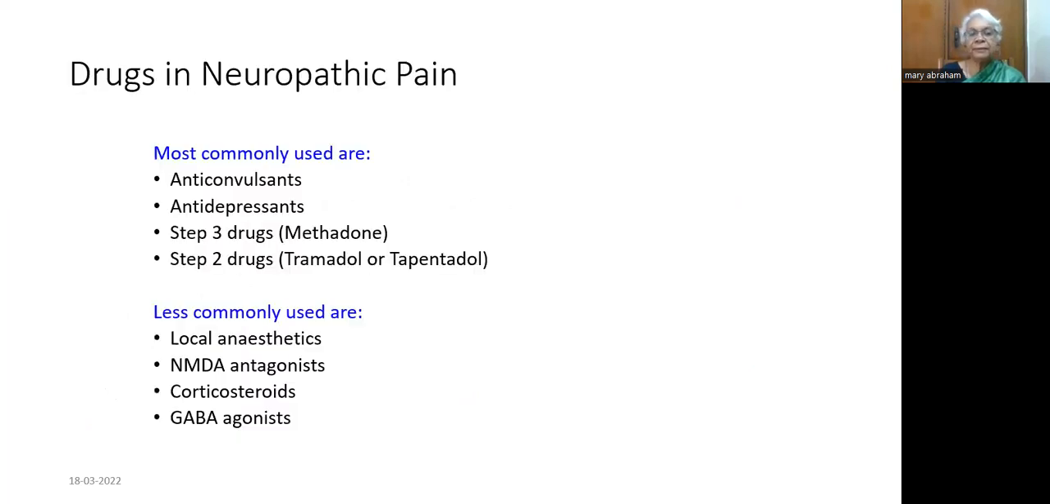Next, please. And again, the commonly used neuropathic drugs are anticonvulsants and antidepressants. Step 3, like I told you, methadone, very effective. And even step 2 drugs like tramadol and tapentadol, because they act on the descending pain pathway. That is, it is a serotonin norepinephrine reuptake inhibitor.